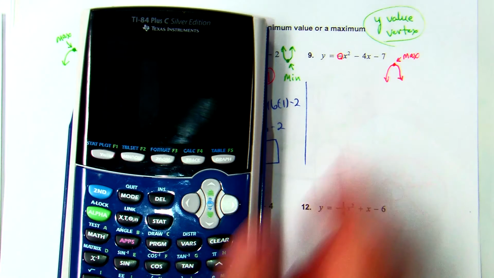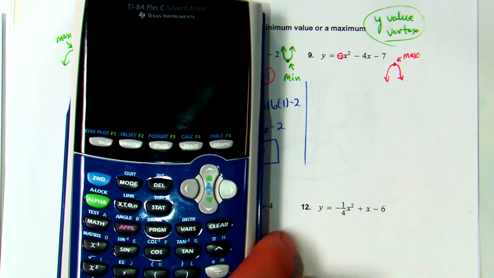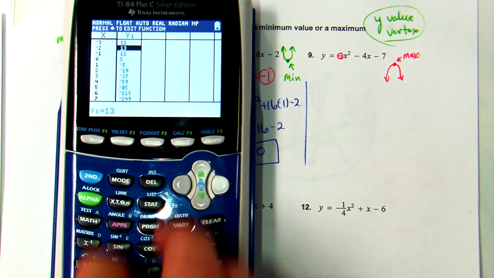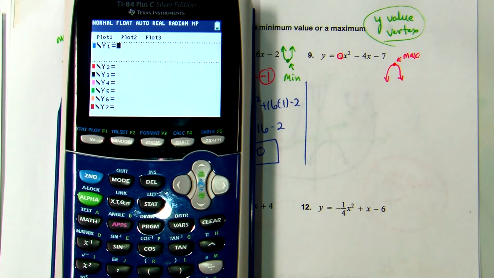All right, and I'm just going to put this in the calculator. Since I know this is a max, I'm going to see if I can find in the calculator my maximum value. If I turn my calculator on here, go to y equals, clear out the old one, I'm going to have a negative x squared minus 4x minus 7 and hit enter.